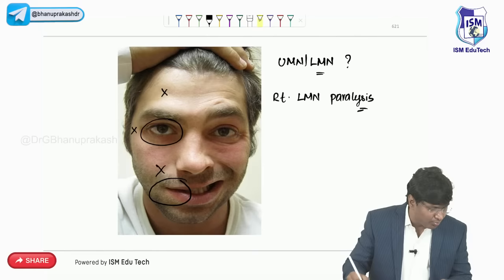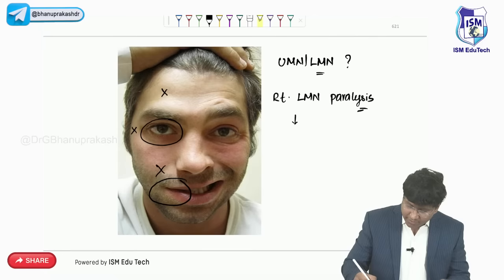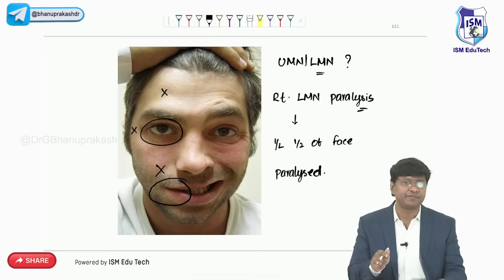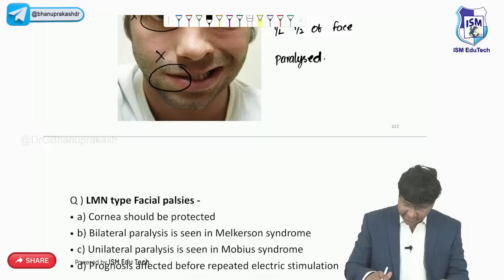Okay, so remember, in lower motor neuron paralysis, it is the ipsilateral half of the face that will be paralyzed. Whereas in upper motor neuron paralysis, it is the contralateral lower half of the face that will be paralyzed. Okay, right. Then one more important condition, answer this.